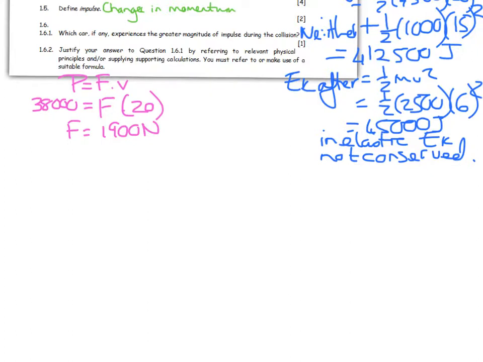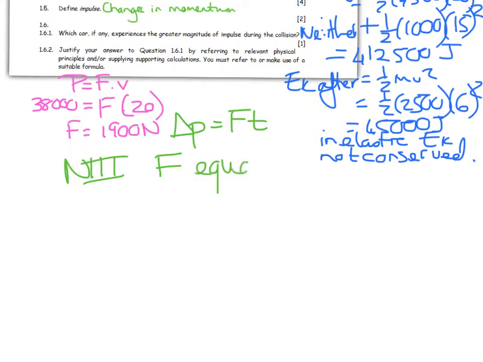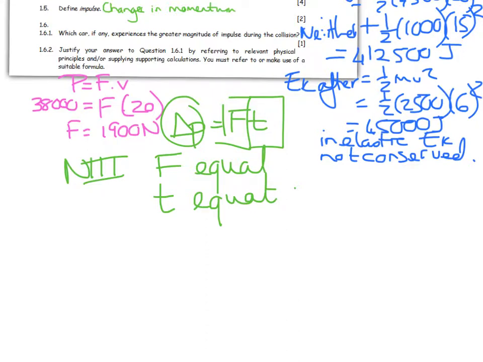What you've got is change in momentum is equal to force times time. Since from Newton's third law, you know that the force on the one object is equal to the force on the other, so the two forces are equal. And you do know that they are in collision for the same amount of time. So the time is equal. And therefore, if the forces are equal and the time is equal, the change in momentum must be equal as well. So neither of them has a greater magnitude of impulse.